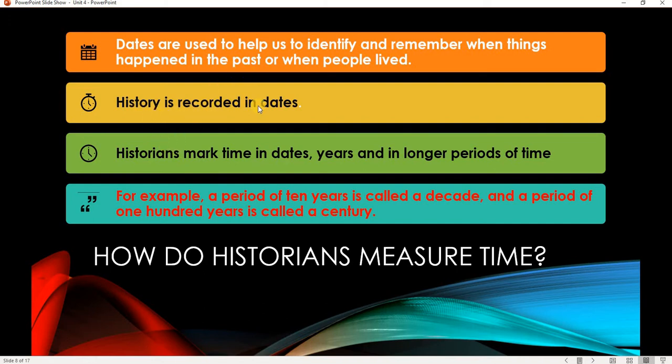Who established Bangkok as the capital city of Thailand? There is a date and there is a name. Historians mark time in dates, years, and in longer periods of time. For example, a period of 10 years is called a decade, and a period of 100 years is called a century.